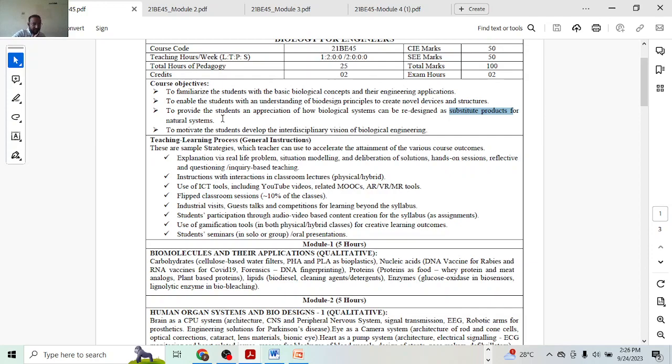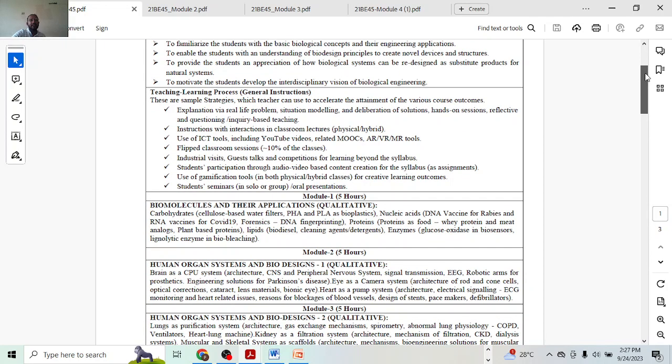That was your CO3. CO4 is to motivate the student to develop an interdisciplinary vision of biological engineering. Interdisciplinary engineering in the sense where almost all fields come into the picture. That's how the field is going to evolve, where all the fields will meet. Understanding? So that was about the COs and teaching learning processes.